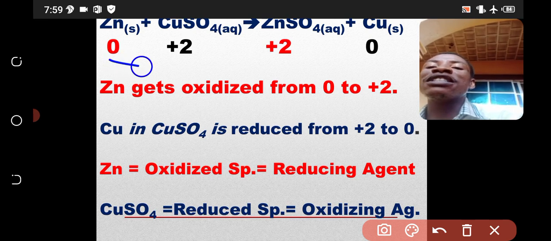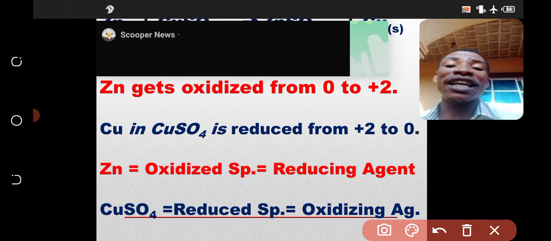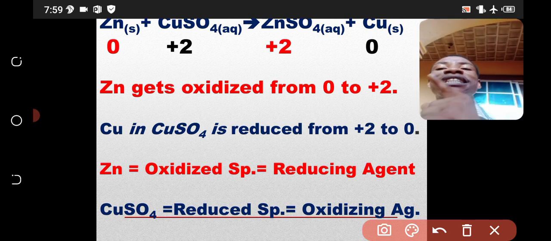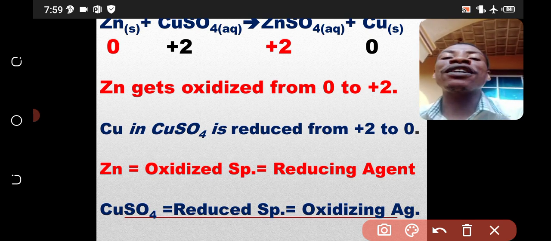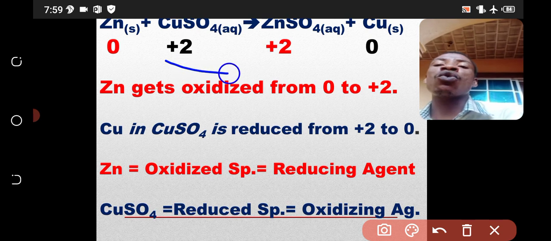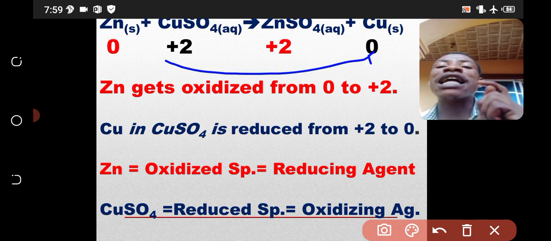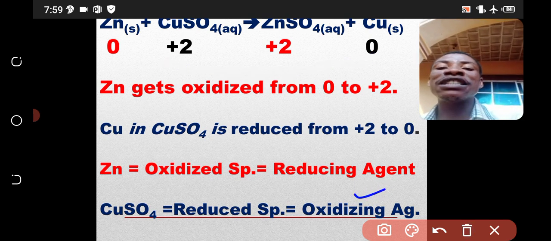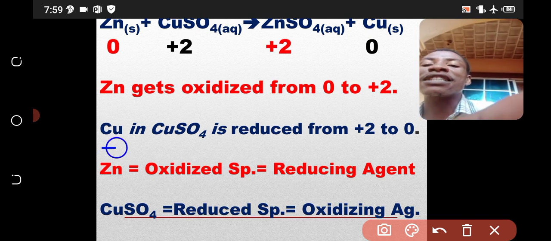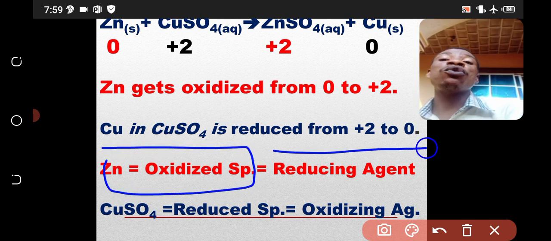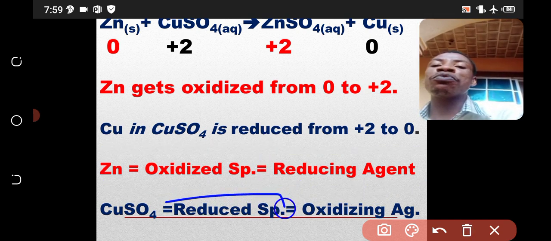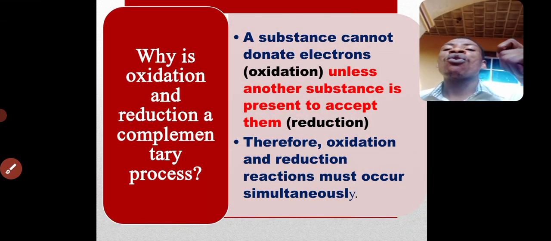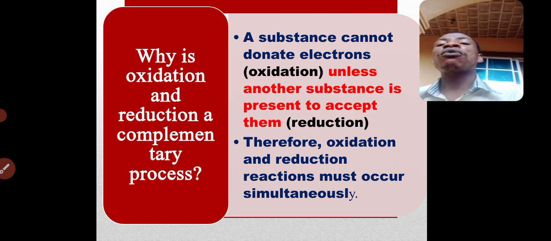So that means zinc has been oxidized. That makes zinc the reducing agent. Then copper in CuSO4 has been reduced, so all of copper 2 sulfate has been reduced to ordinary copper. So that means that CuSO4 is a reduced species, so it's an oxidizing agent. So don't forget that your oxidized species is always the reducing agent, and your reduced species is the oxidizing agent.